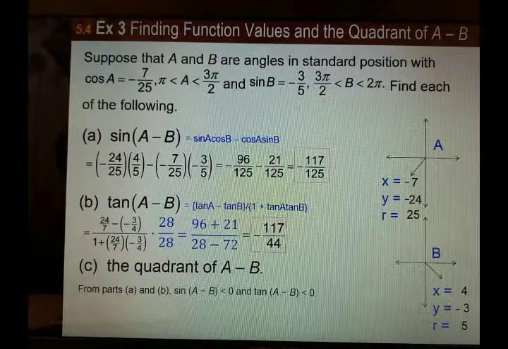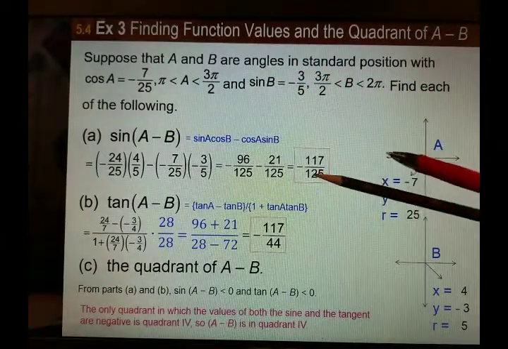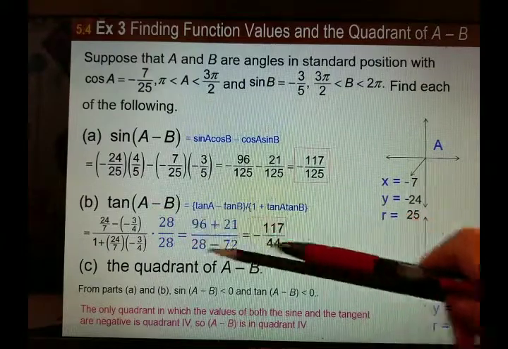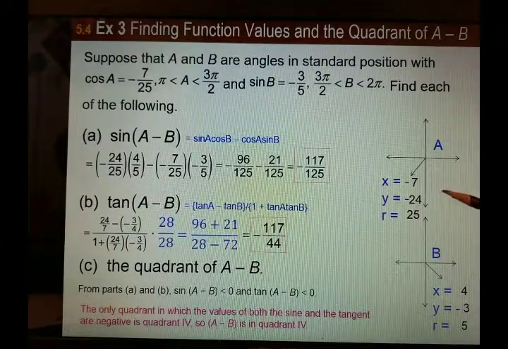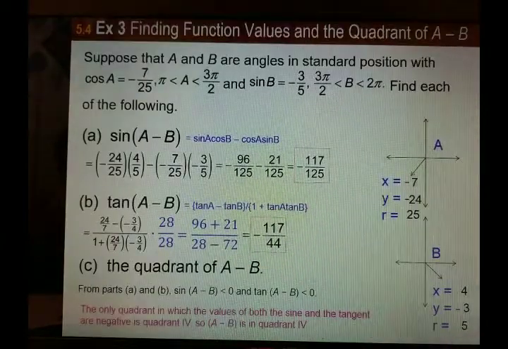So if you had done your All Students Take Calculus, that one's telling me that the sine is negative. So sine is only negative in quadrant 3 or 4. The tangent is only negative in quadrant 2 or 4. So that only repeated for 4. So that final answer was quadrant 4.